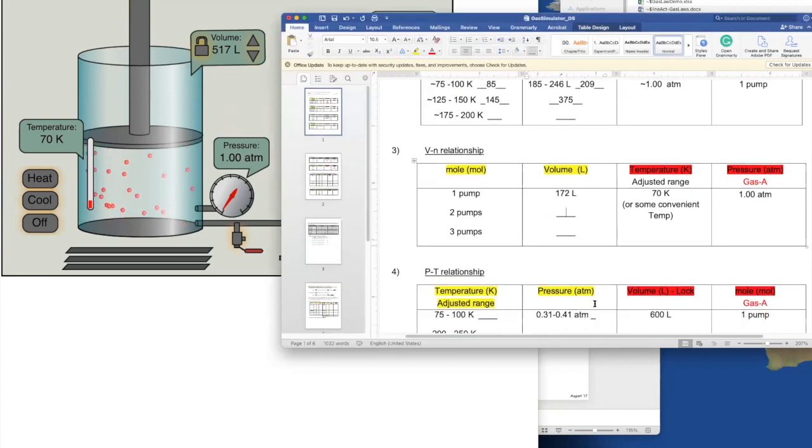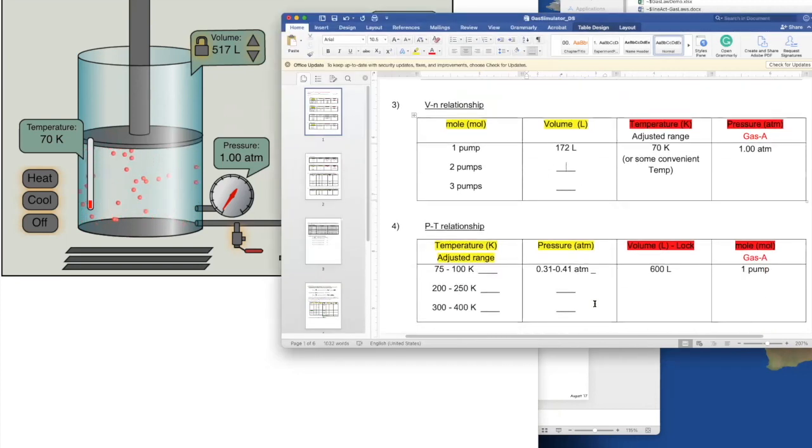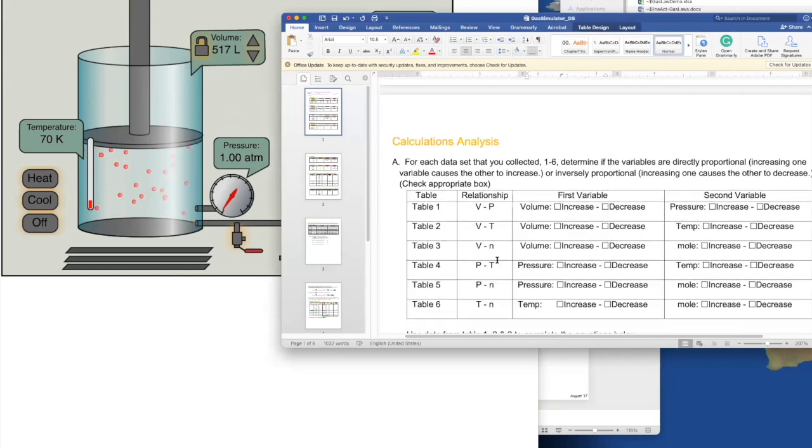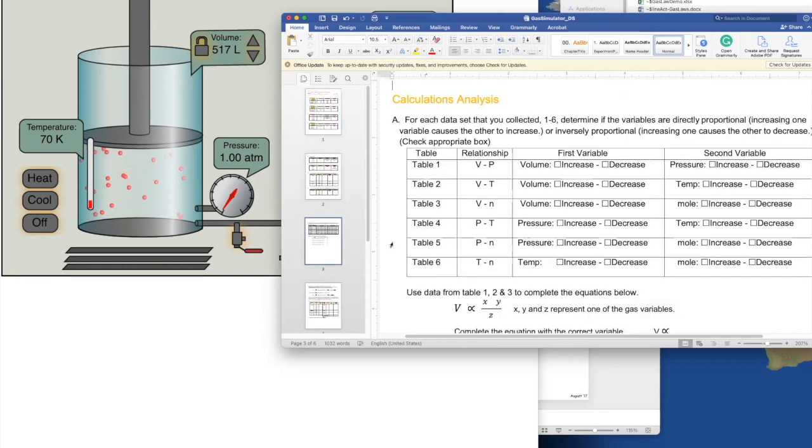That's what you guys are doing. This is what the simulation is. And then what you're doing here in this table 3, you're looking at the volume moles relationship. When we change the moles, because every time we pump, we're changing the moles, what happens to the volume? Okay, does it go up or go down? That's basically what these are. You're looking at the variable parameters when the other two parameters are constant.